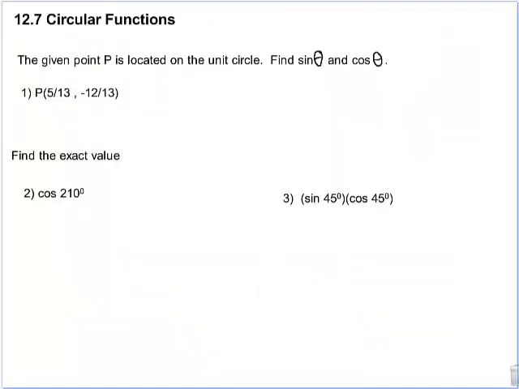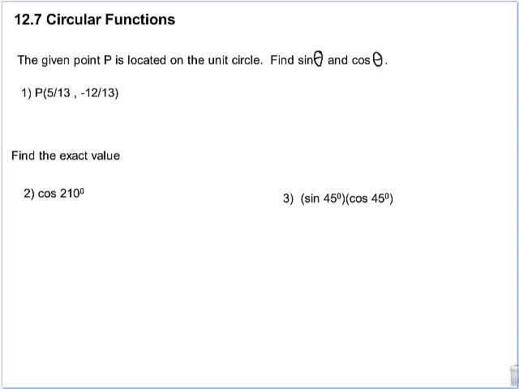So this is not find what it is. I might give it to you and then you have to do something with it. Circular functions. So this is dealing with our unit circle and being able to use our unit circle accordingly. For the first type of problem, I'm telling you point P is on the unit circle, so it is a point somewhere along the circumference, somewhere on the edge. And then we want to find sine and cosine based off of that.